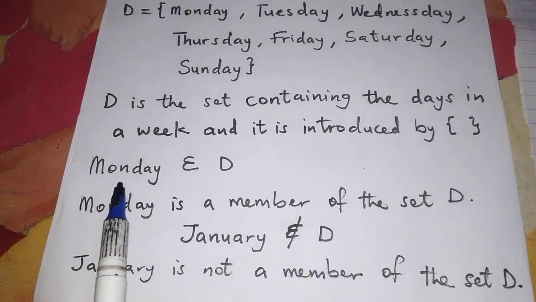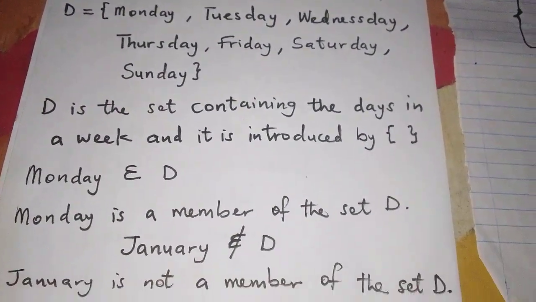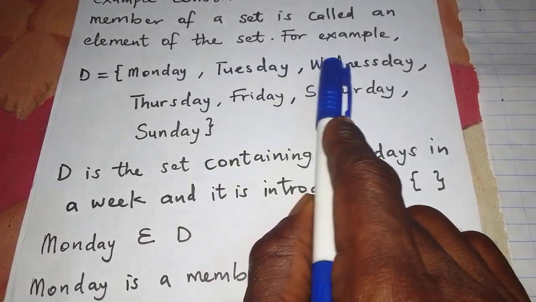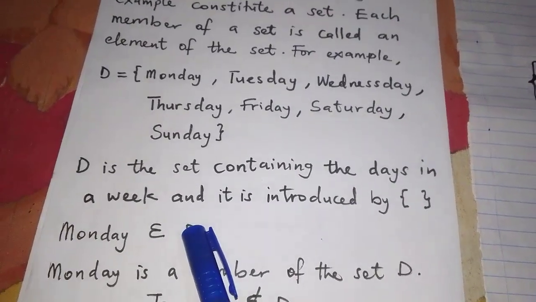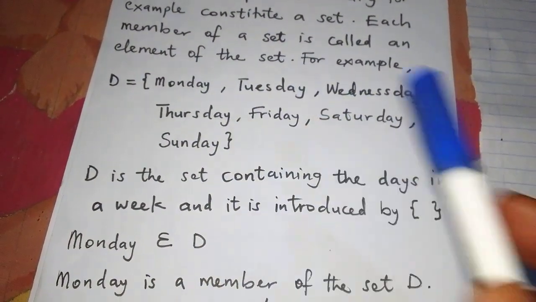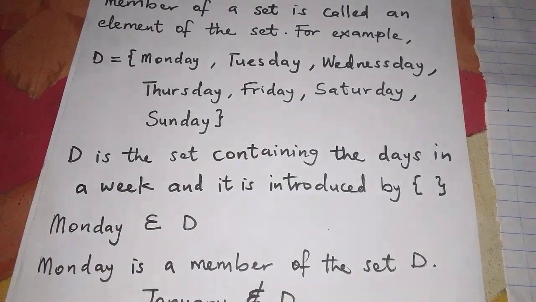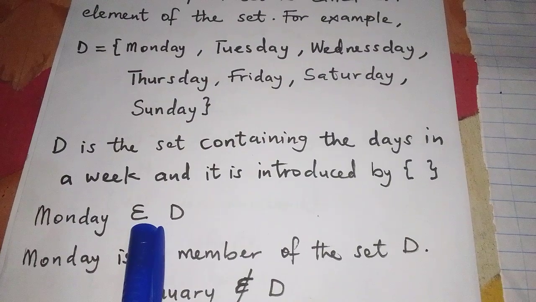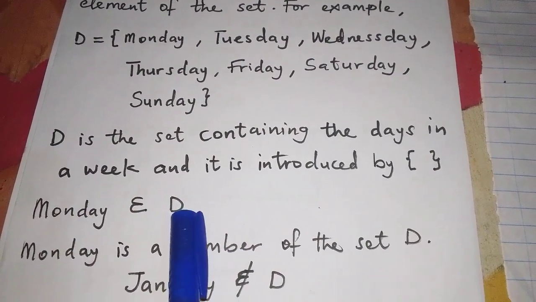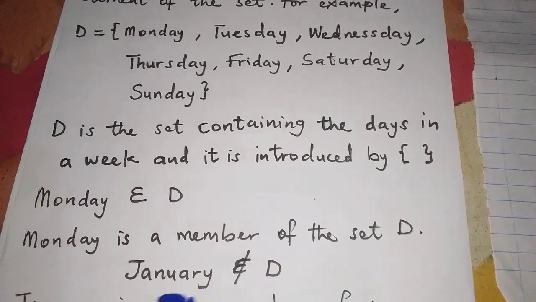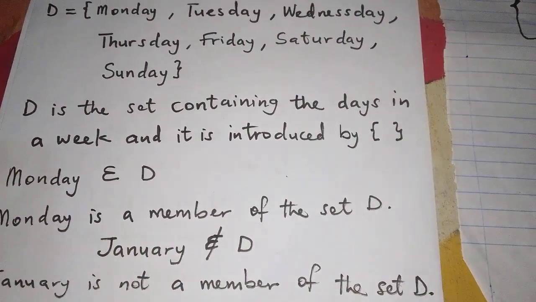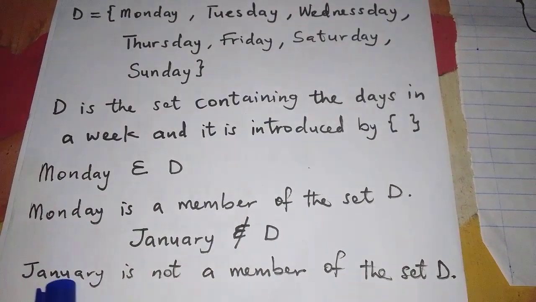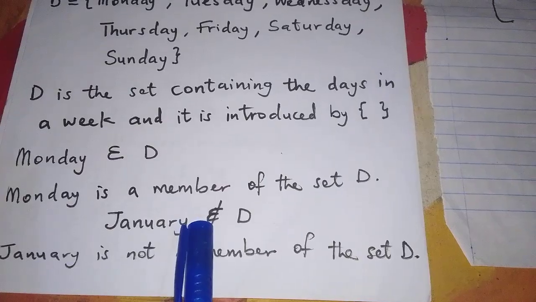Now, you realize that Monday is a member of this particular set D. Monday is an element of this set D. So to show an element, we use this symbol. So this means Monday is a member of set D. January is not a member. So to show it is not a member, we use this symbol. So January is not a member of set D.